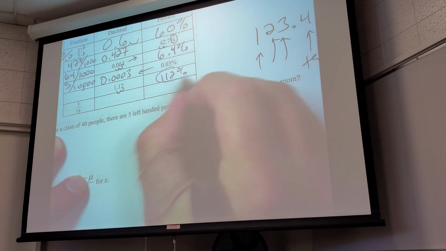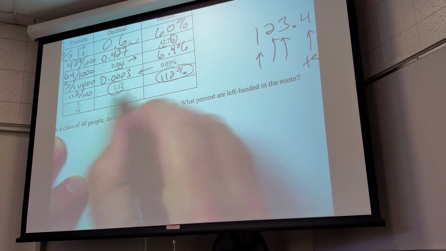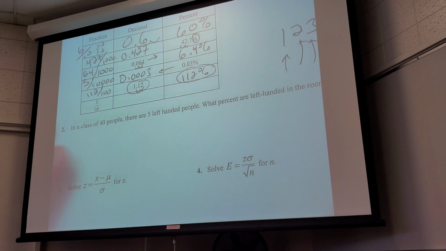So from this, I can write 112 over 100. But from this, I can write 1 whole. 0.12 is what? 12 over. What's 0.12? 12 over 100.